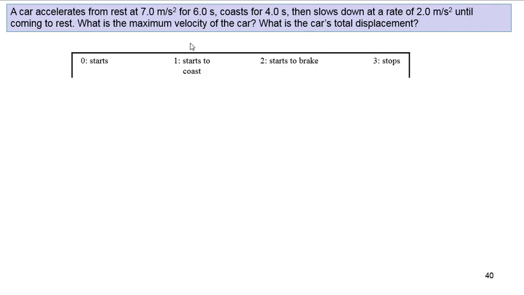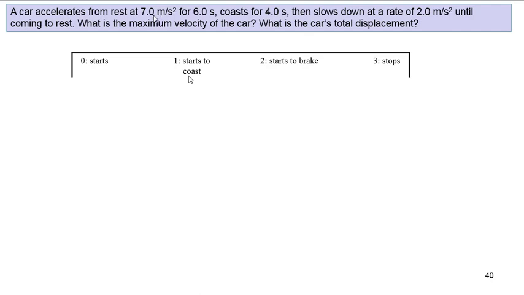But now, from the time I start to coast until I start to brake, from here to here, the acceleration is 0. And then from the time we start to brake until we actually stop and come to rest, I'm going to have this acceleration of 2 meters per second squared. So you see I have 4 different events here. Each of the events happens when my acceleration goes from one value to another value. That's why I put an event there.